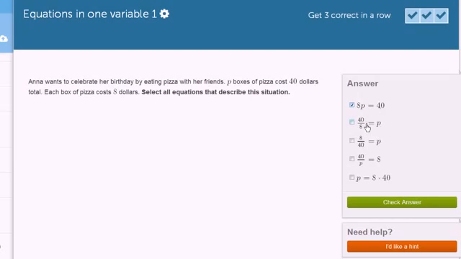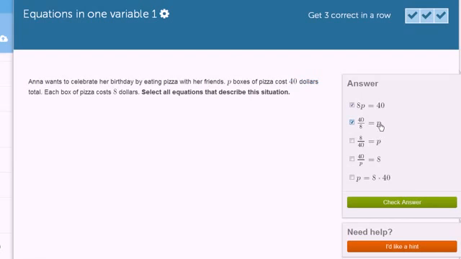So over here I have 40 divided by 8 is P. So there's a couple of ways to think about it. If I take the total amount that I spend on pizza, $40, and I divide by the cost per box, so if I divide by 8, that should give me the number of boxes. And that's what this is saying. Take my total cost, divide by my cost per box, and it should give me the number of boxes.